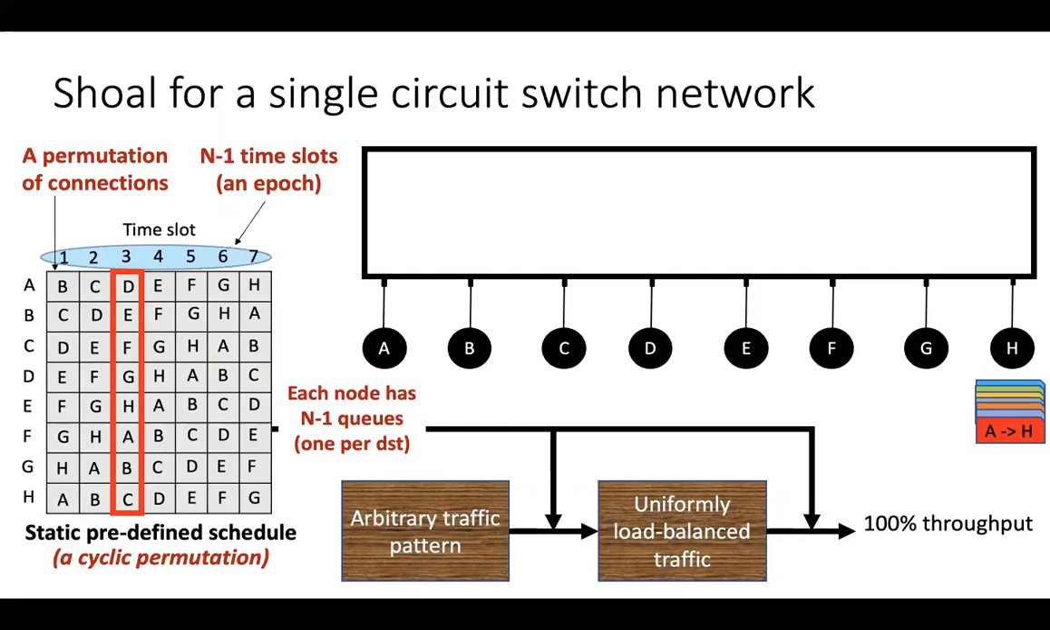But in general though, packets in Shoal traverse the fabric twice before reaching the final destination. So in the worst case, the throughput of Shoal's network can be 50% compared to an ideal packet switch network. And later on, I'll discuss how we compensate for this throughput loss.